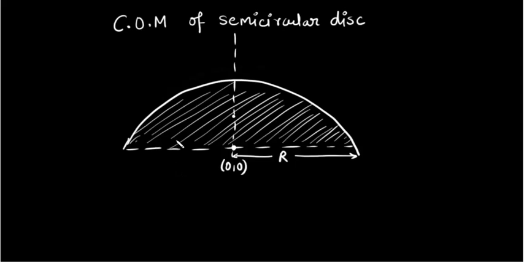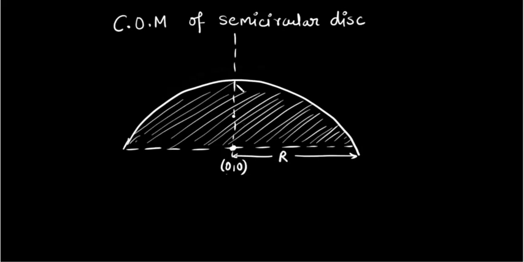In this video, we are going to find out the center of mass of the semicircular disc. Now you can see the semicircular disc here. If this disc had been a complete disc, then the center of mass would have been at the geometric center. I am denoting this geometric center as the origin, O. And this is the radius of the semicircular disc, that is R.